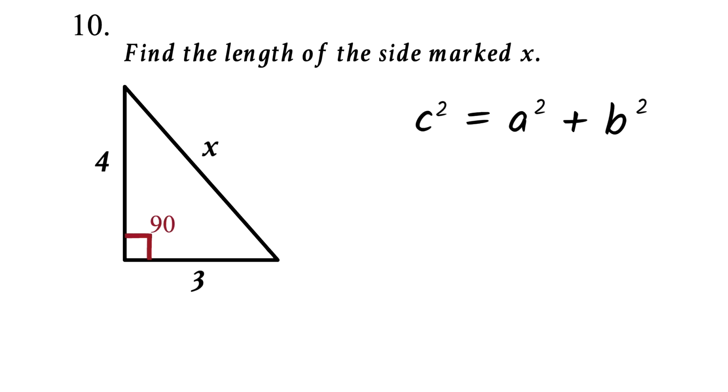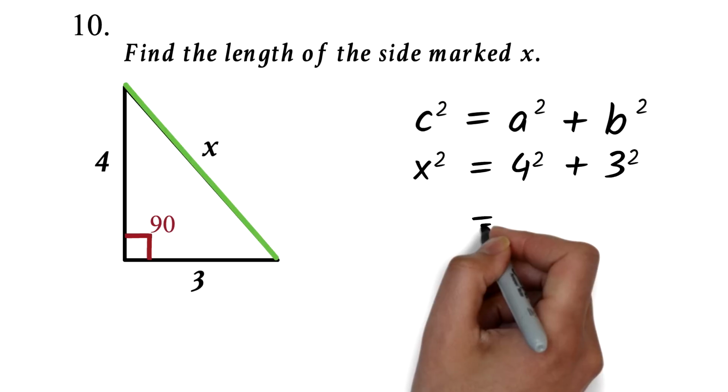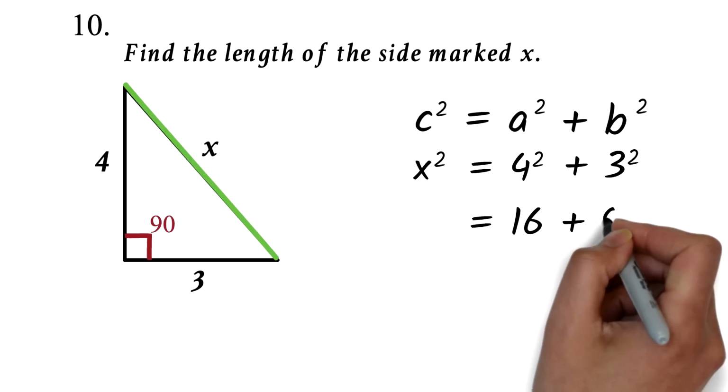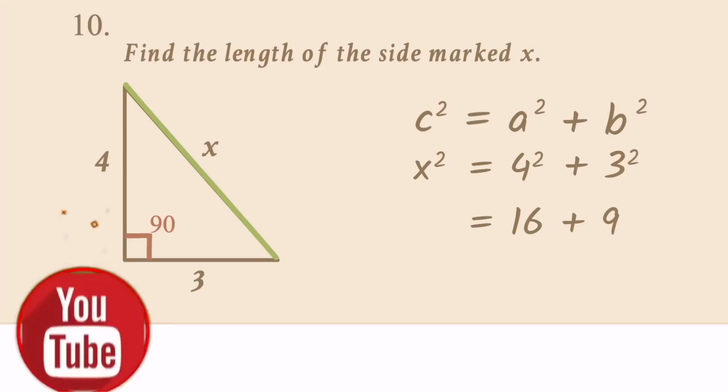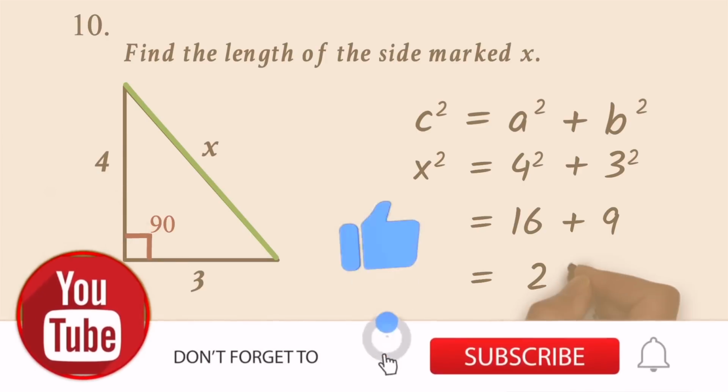Hypotenuse, which is the long side, squared, equals a squared plus b squared, where a and b are the 2 other sides. Here, the long side or hypotenuse is what we are finding. So we have x squared equals 4 squared plus 3 squared. 4 squared is 16 and 3 squared is 9. We add them. 16 plus 9 is 25.